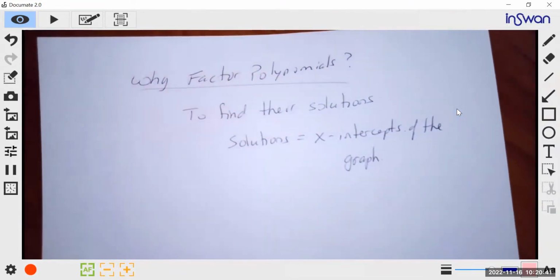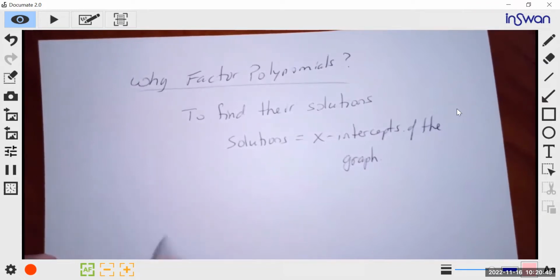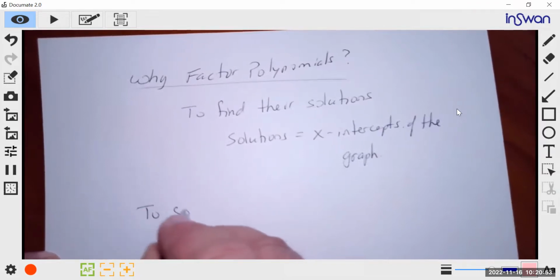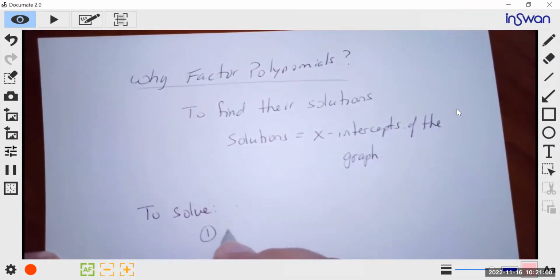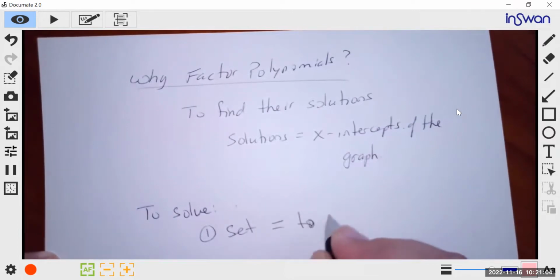This is what it's all coming down to. This is what it's all about. We're learning how to solve polynomials, so we learn how to solve to find the x-intercepts. To solve, first step, set equal to 0.